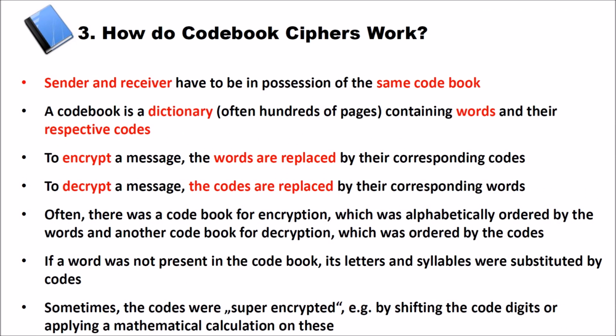So how do codebook ciphers work? First of all, sender and receiver of course have to be in possession of the same codebook. And a codebook is a dictionary, and it often has hundreds of pages containing words and their respective codes. To encrypt a message, the words are replaced by their corresponding codes. And of course, to decrypt a message, the codes are replaced by their corresponding words. Often there was a codebook for encryption which was alphabetically ordered by the words, and there was another codebook for decryption which was ordered by the codes.